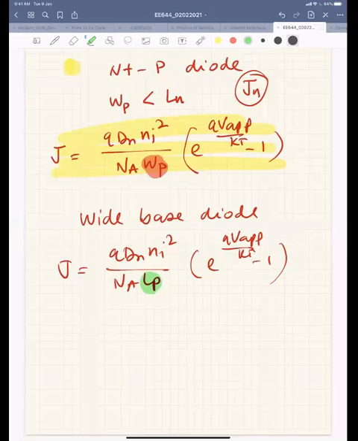Just keep in mind, if your Wp is less than Ln, then your current depends on applied voltage as well as the width of the P region. So you have two control terminals. You could change the current by changing the applied voltage, and you could change the current by changing Wp. Okay, so this is narrow base diodes. I think we have covered this part, and we'll emphasize it again when we go to the bipolar transistor.